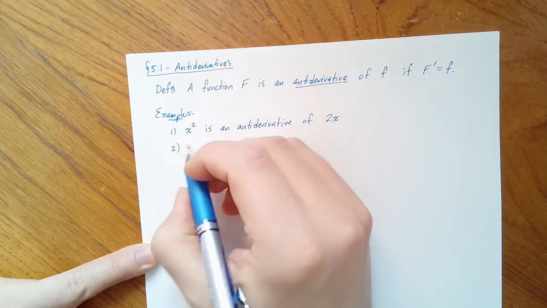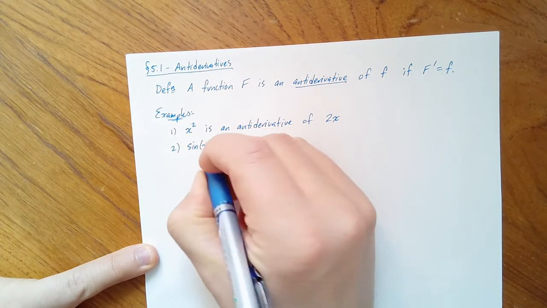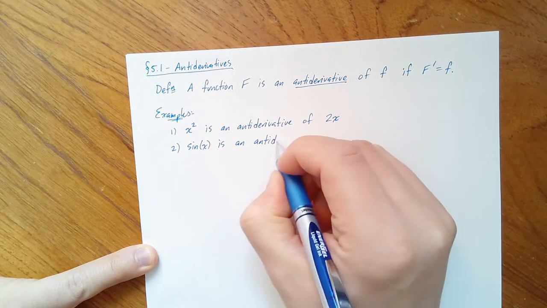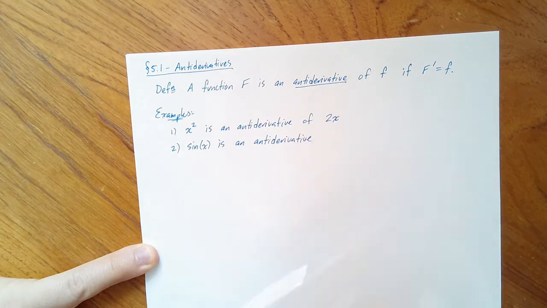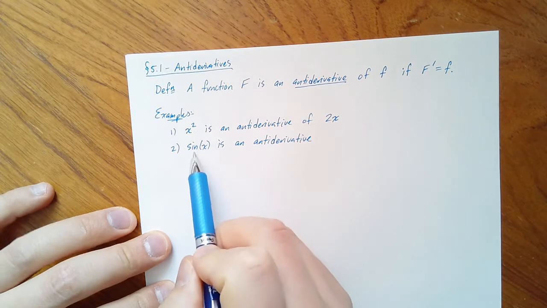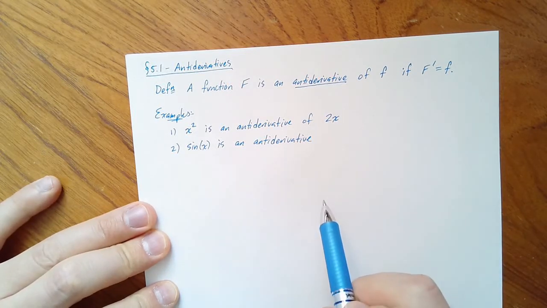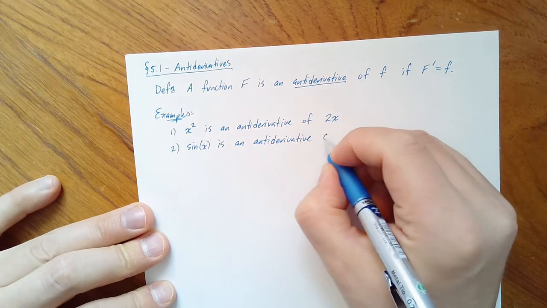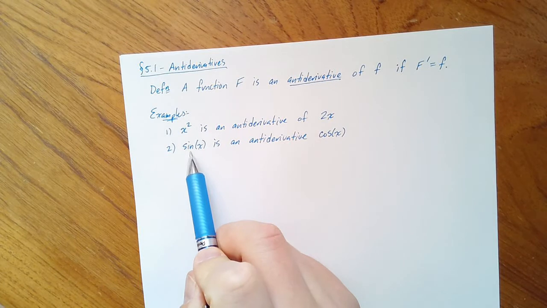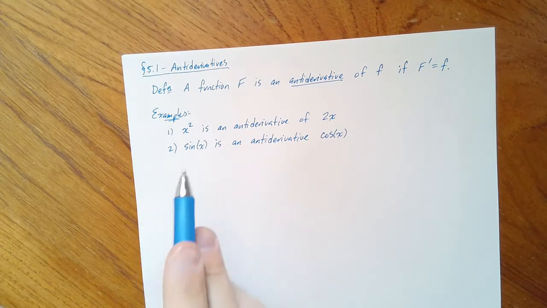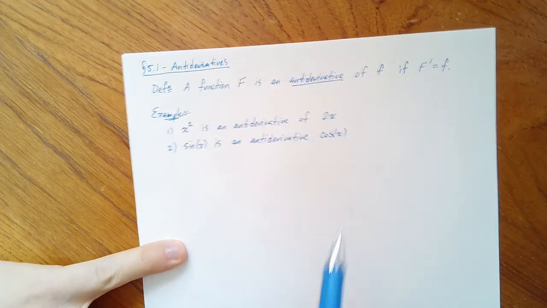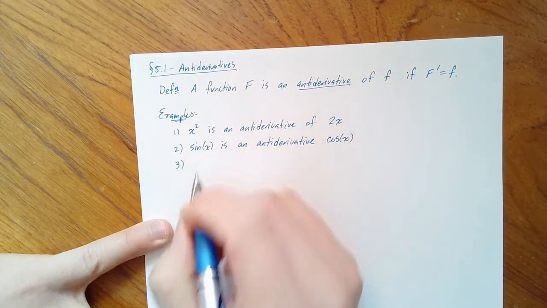Another example, sine of x is an antiderivative of what? Remember, whatever function I put here, when I take the derivative of sine, I had better get this. So you can conclude that the right function to put here is cosine of x. So, and indeed, sine of x is an antiderivative of cosine of x, because when you take the derivative of sine of x, you get cosine of x. I'll just do one more example, and we'll make another comment.